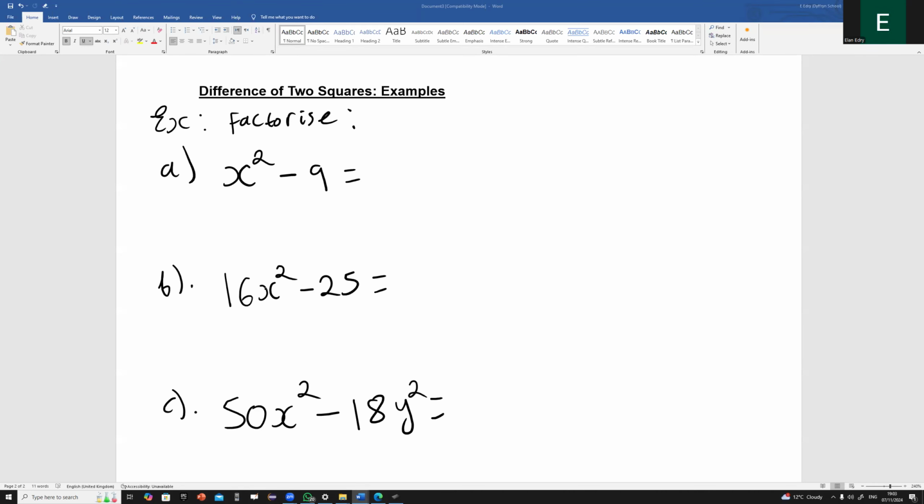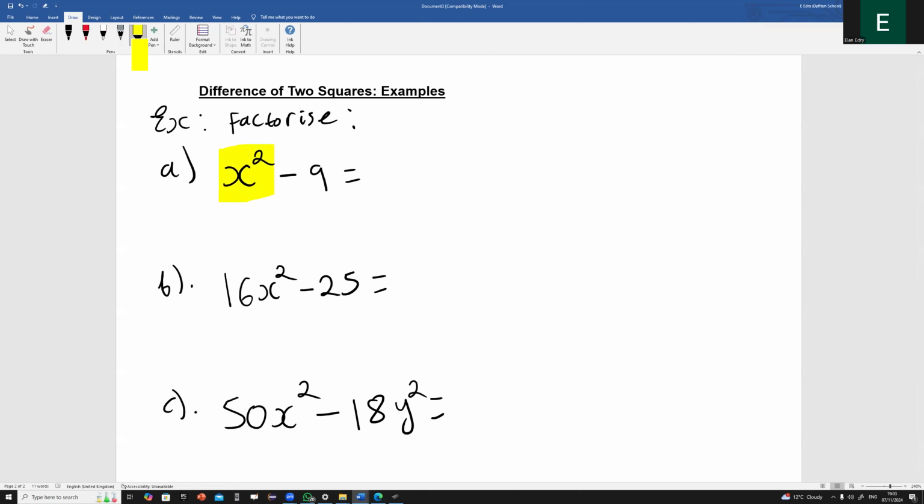Right, so for the first expression, to factorize a difference of two squares, I notice this is going to be a difference of two squares because I've got two square numbers taken away. X squared is obviously a square because if I square x, I get x squared. And nine is just three squared, so I know they're square numbers.